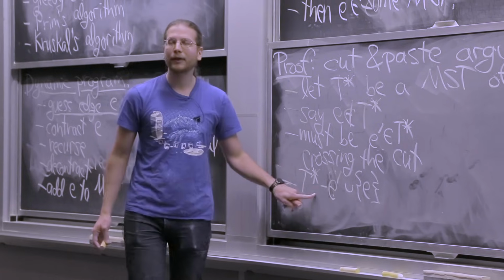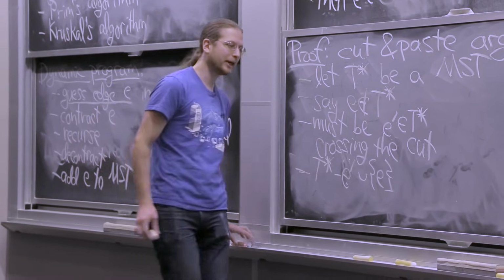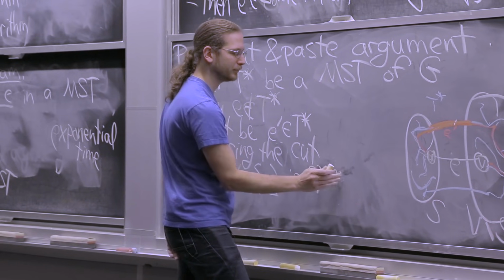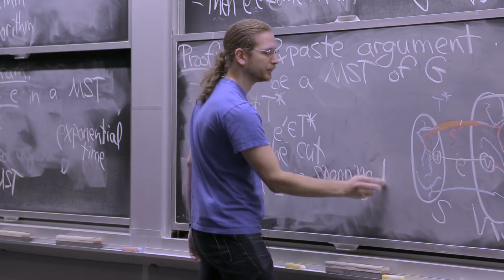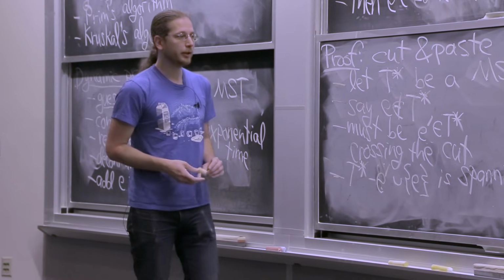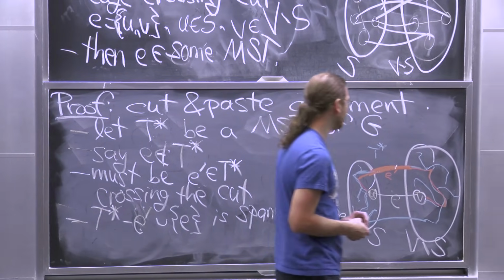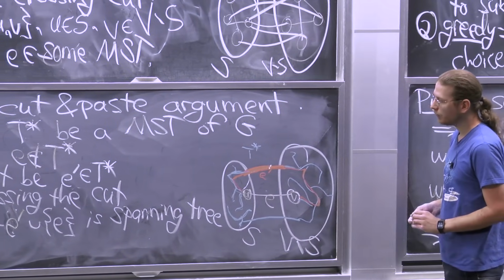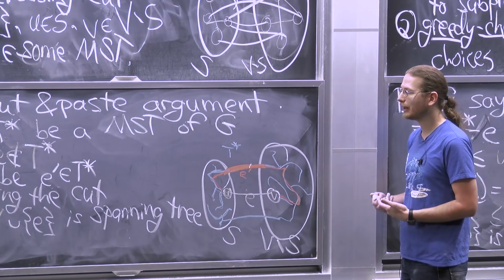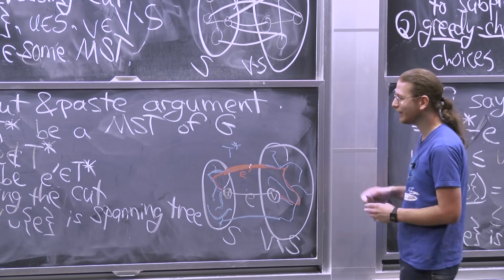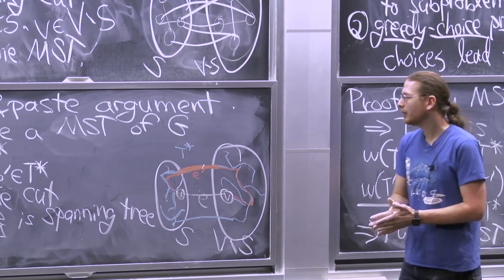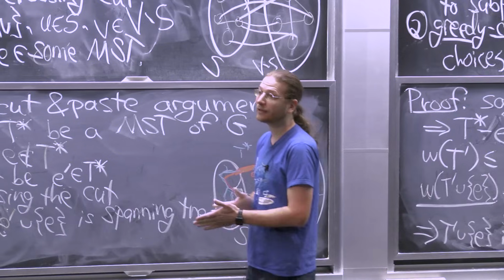I claim that is a minimum spanning tree. First, I want to claim, this is maybe the more annoying part, that it is a spanning tree. This is more of a graph theory thing. I guess one comforting thing is that you've preserved the number of edges, so if you get one property, you get the other. Because I removed one edge, added one edge, I'm still going to have n minus 1 edges.